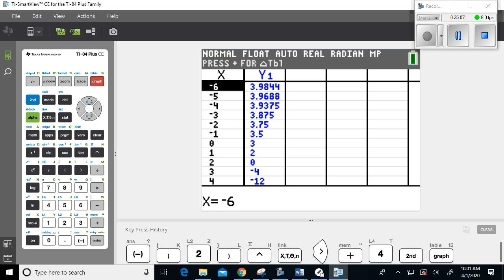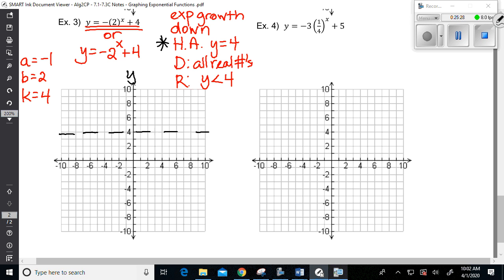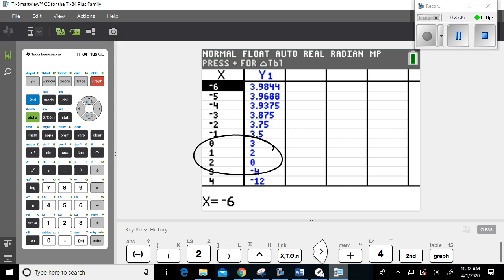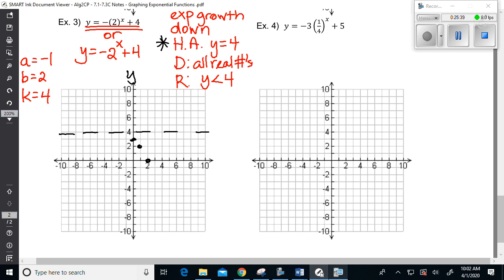Again, you're looking for 2 to 3 good points to put on this graph. In this case, you luck up, you've got 4 good points, really 5 good points that you can put on this graph. I'm only asking for 2 to 3 so that you can get a good representation of the graph. So 0, 3, 1, 2, 2, 0. Let's see, 3, negative 4 was also on there, so I'm just going to throw it on there.